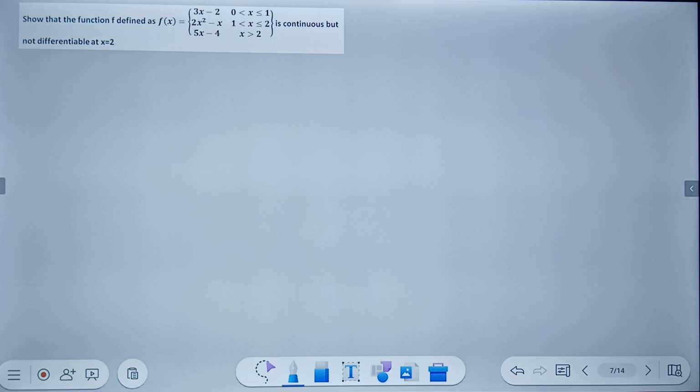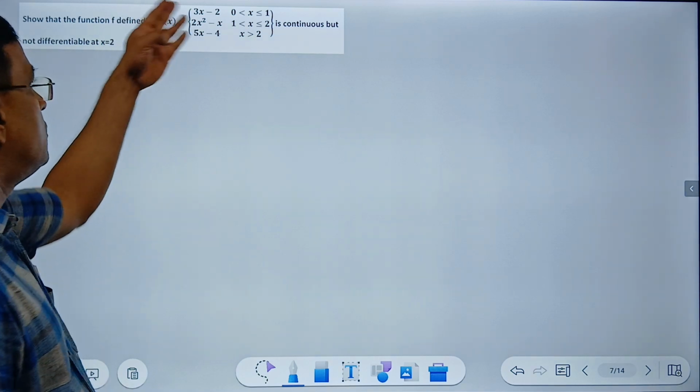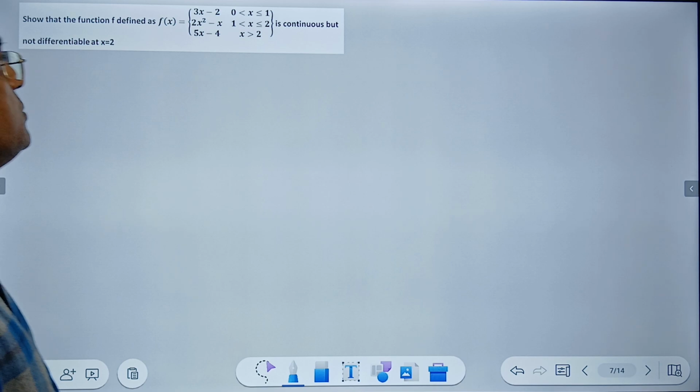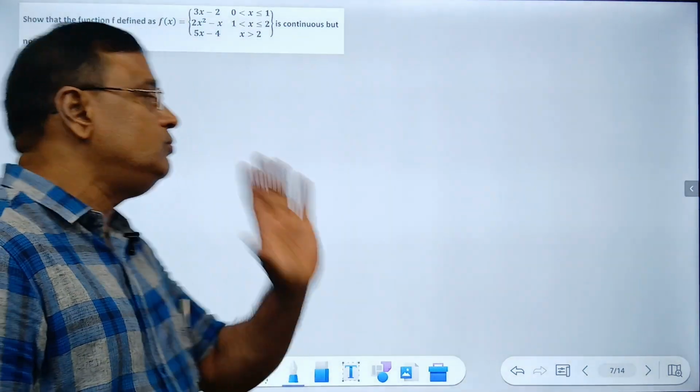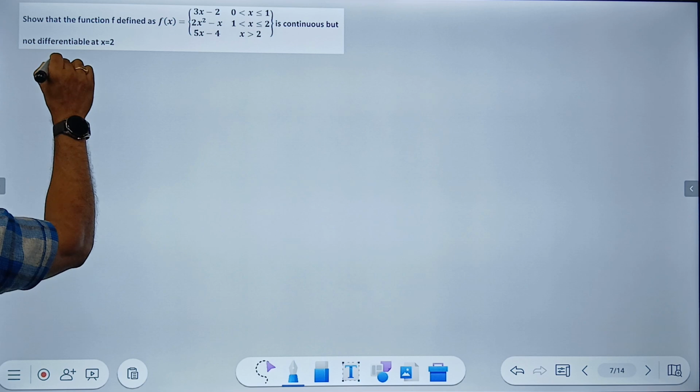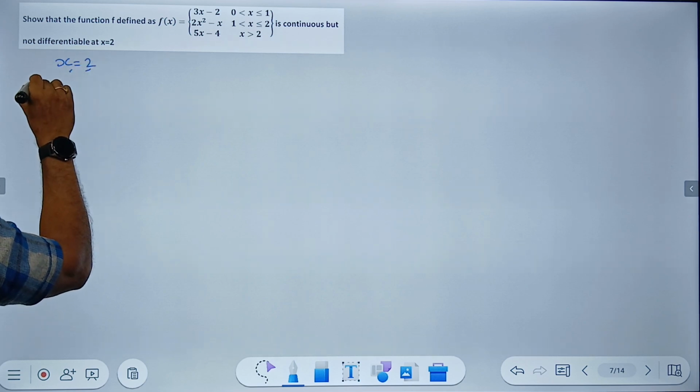Show that the function f of x defined as, it's a piecewise function, is continuous but not differentiable at 2. He is only talking about 2. Okay, so let's talk about x is equal to 2. So what is the left hand limit?